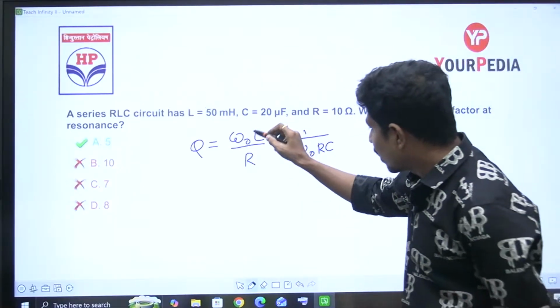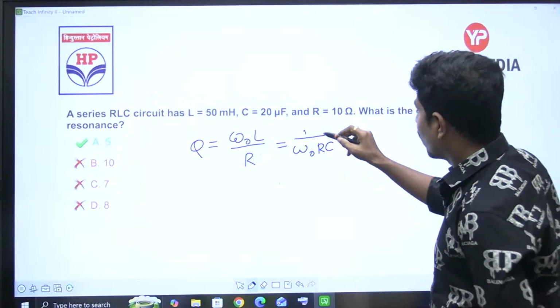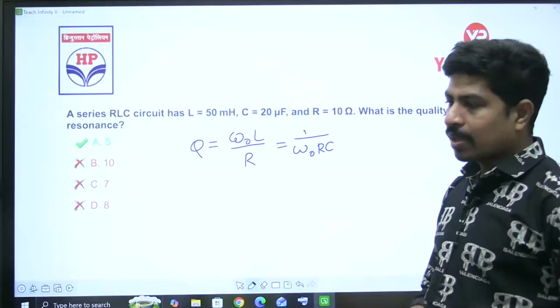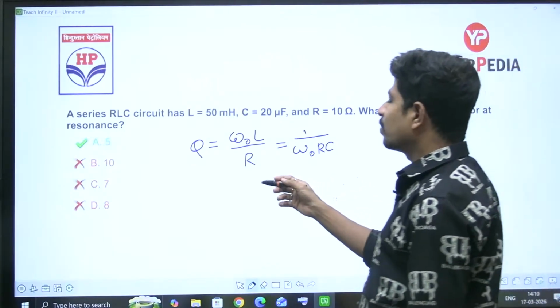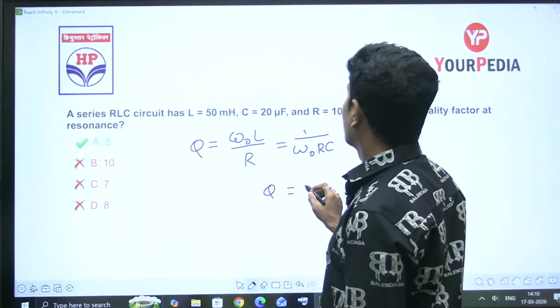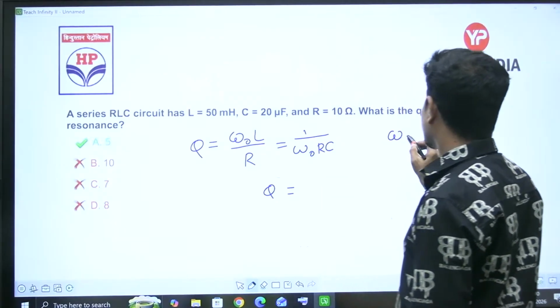R by L is bandwidth, 1 by RC is bandwidth. In the previous question we did not get the answer, that's why I'm giving you the confirmation. There is something wrong in the options. Now, quality factor is asking omega naught. What is omega naught, the resonant frequency? What is that?